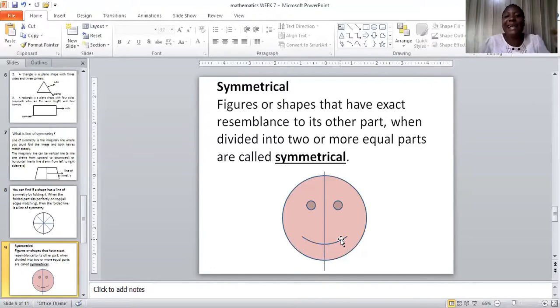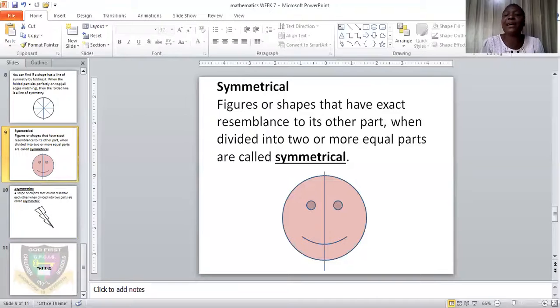By the time you divide an object into 2 equal parts and the 2 parts resemble each other perfectly, then that object is symmetrical. It's a symmetrical object. Now, by the time you divide an object or a shape into 2 equal parts, and the 2 parts don't resemble each other, then it is known as what?